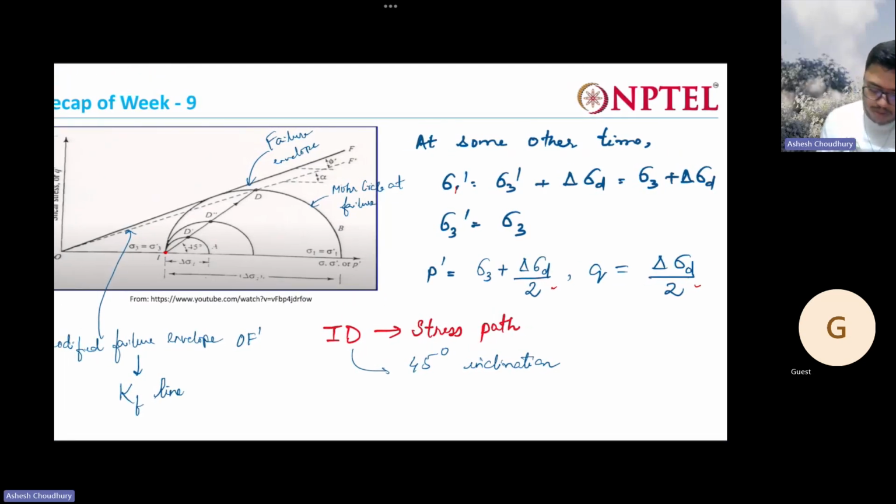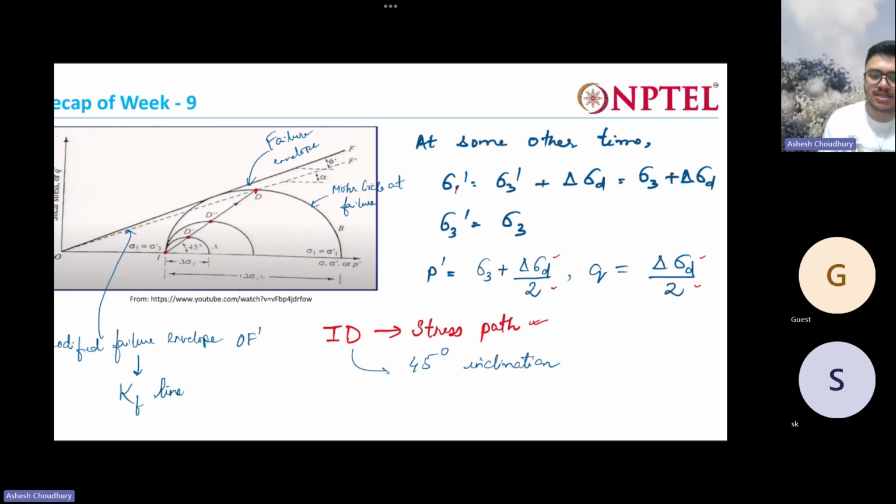Now if I want to plot that, it will be somewhere here, say. Now gradually if you keep on increasing the delta sigma d, we will get a path like this, we will get the following points, and finally this is the point where the soil fails. The final D point is where the soil fails, and ID will be called the stress path.